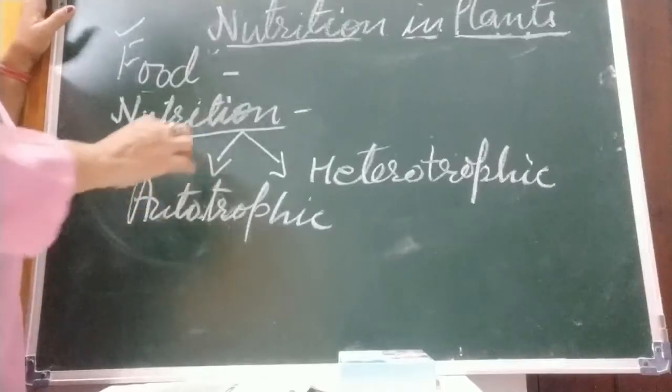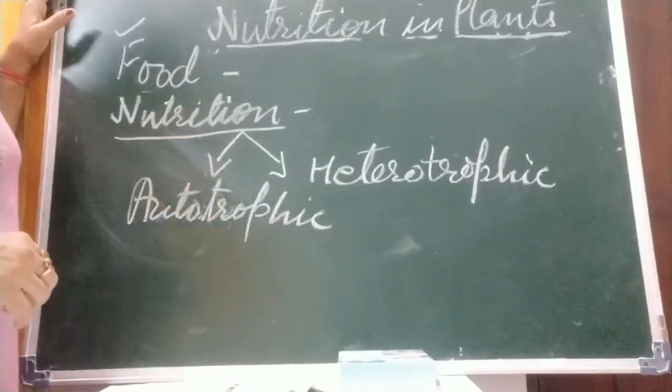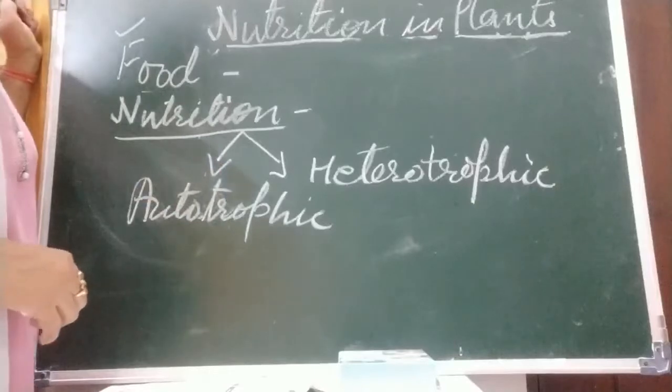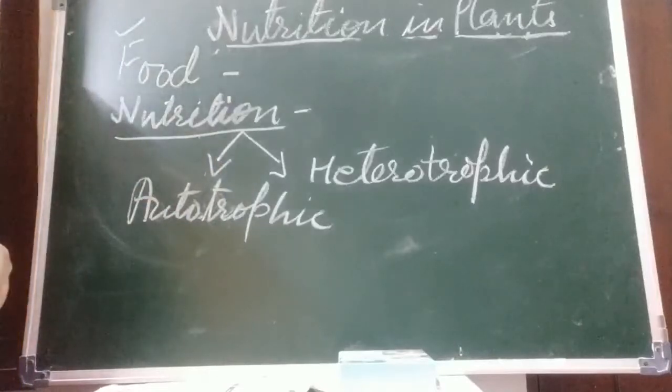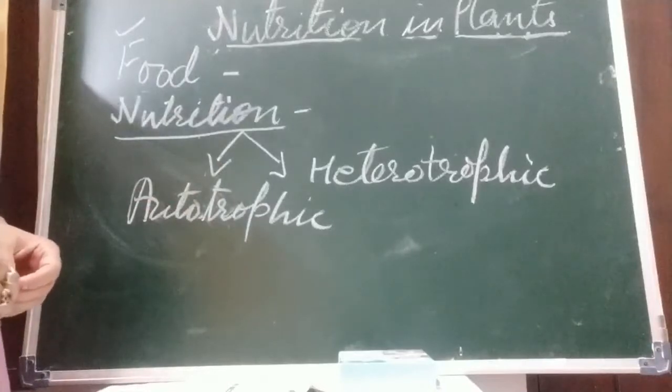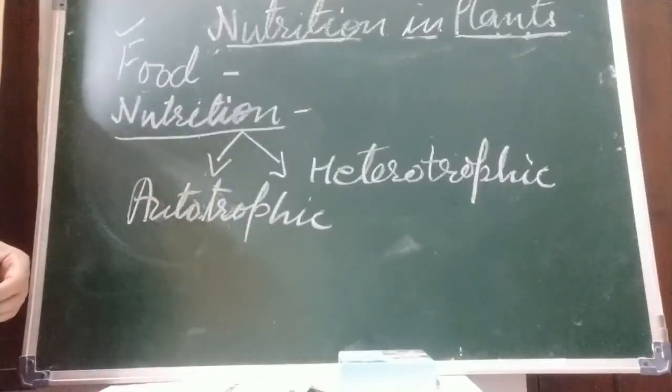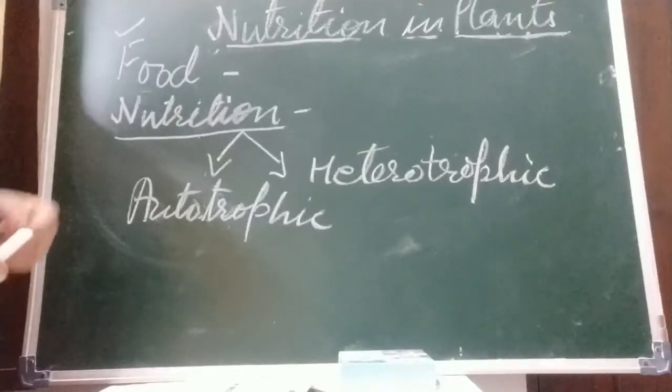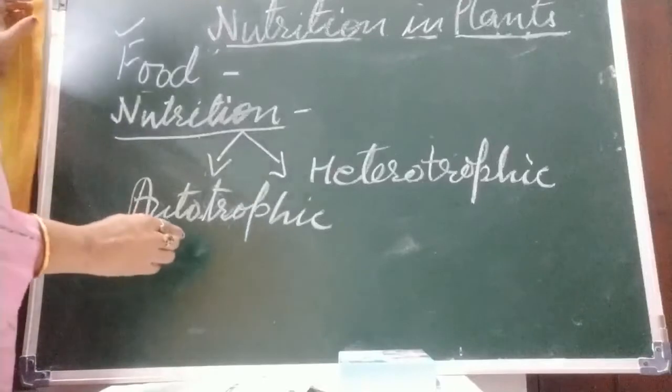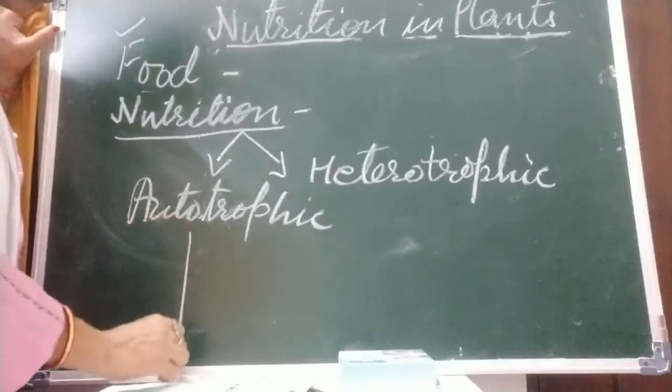Now next, two types of nutrition are there. You remember, first is autotrophic nutrition, second is heterotrophic nutrition. What is autotrophic nutrition? The mode of nutrition in which an organism makes its own food is called autotrophic nutrition. Children, what four things are required for autotrophic nutrition?